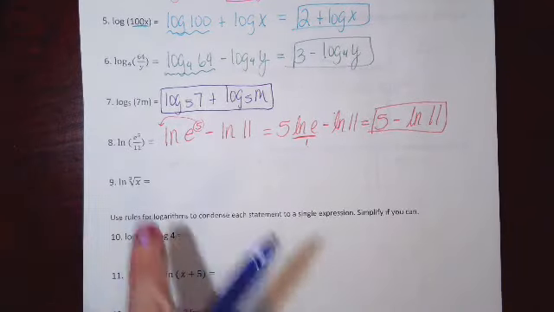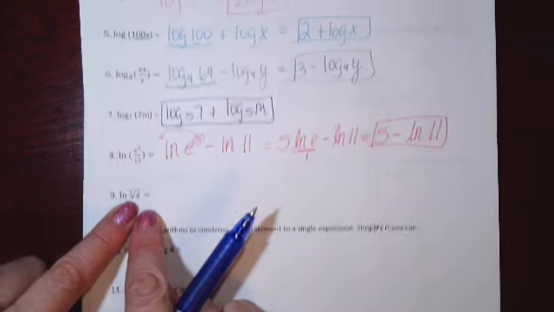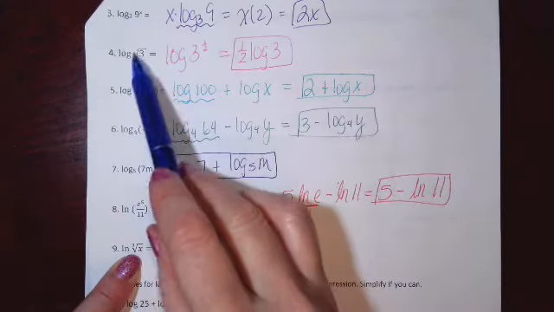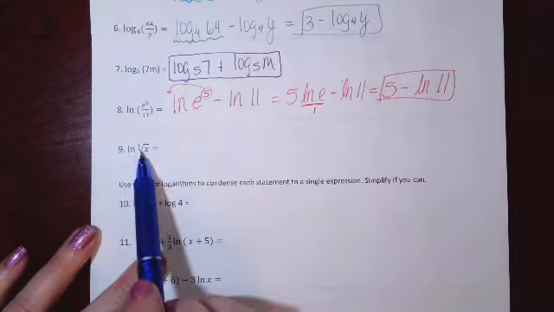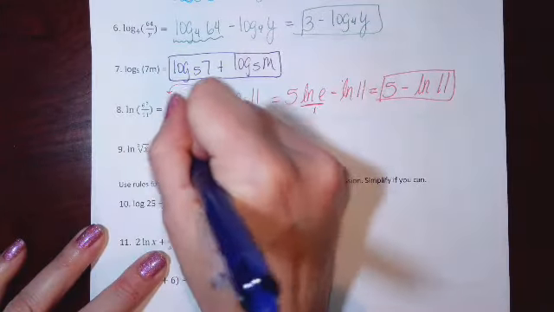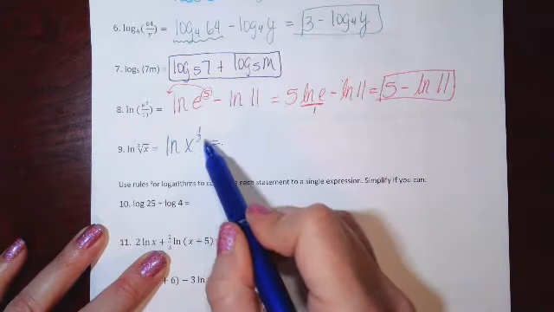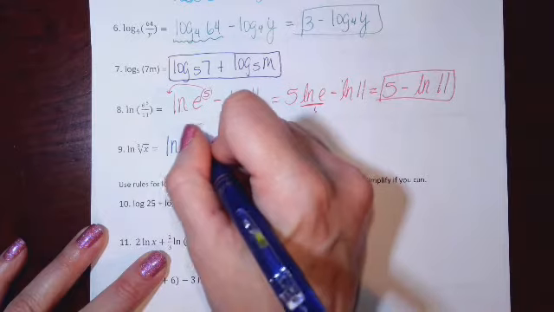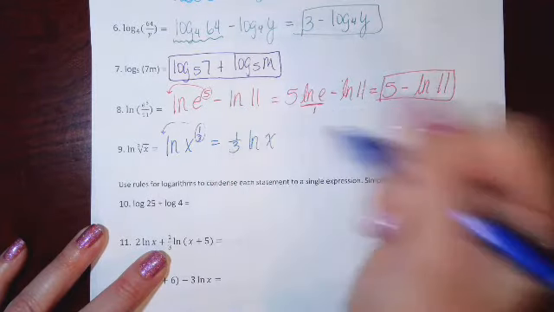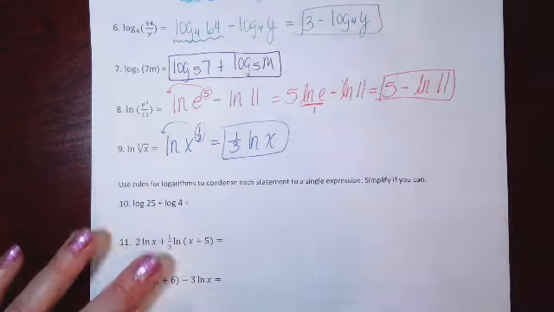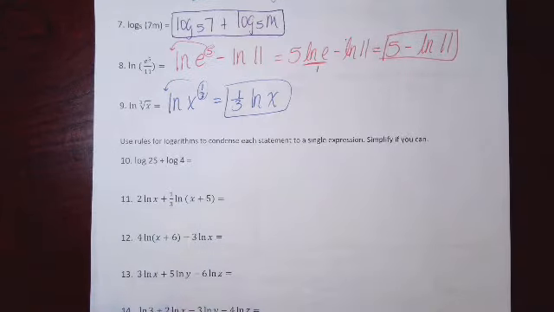Alright, number 9. Again, we've got a radical. Remember that when you have a radical, you're going to rewrite that radical as a fractional exponent. This time we've got a cube root, so we've got an exponent of 1/3. That's the only thing going on, so we're going to use our power rule and pull that power out in front. 1/3 of the natural log x, and there's not anything else I can do with that. That's as far as I can take it.